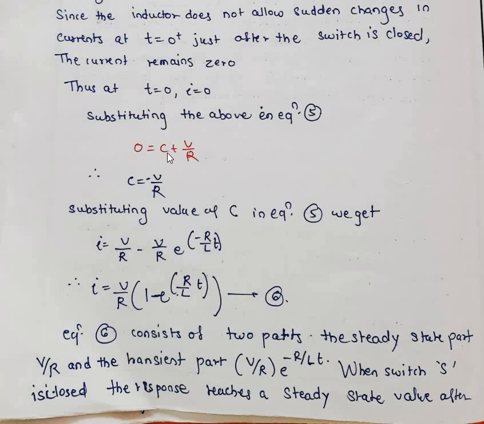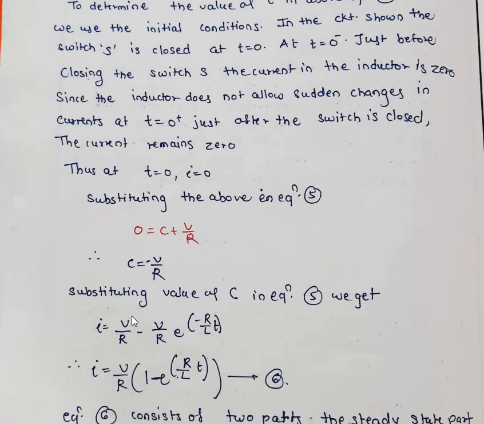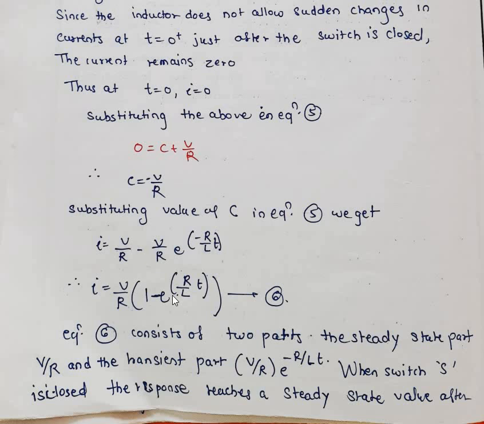So substituting this condition, 0 is equal to c plus v by r. Therefore c is equal to minus v by r. And now we will substitute in this above equation where we have written the terms. This is 0 to t, and we are writing I is equal to v by r minus v by r into e raised to minus r by lt. Therefore I is equal to v by r common into bracket 1 minus e raised to minus r by lt.